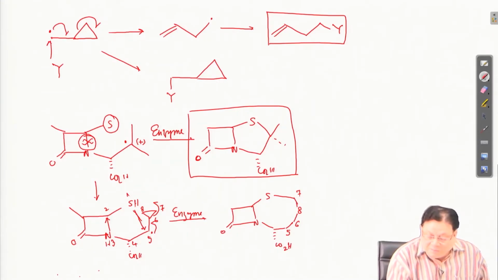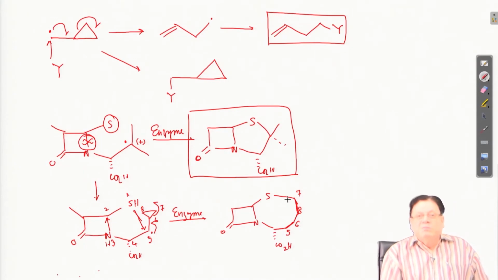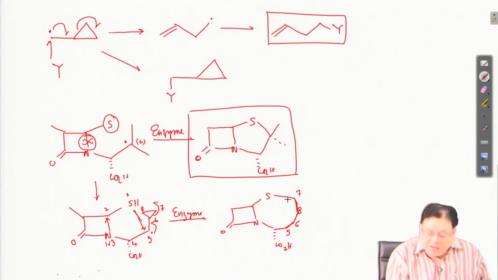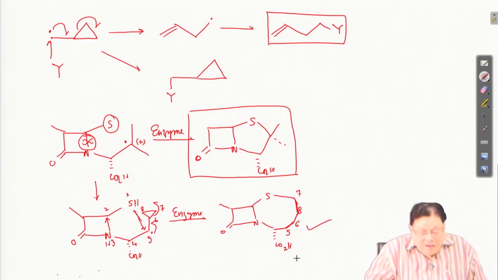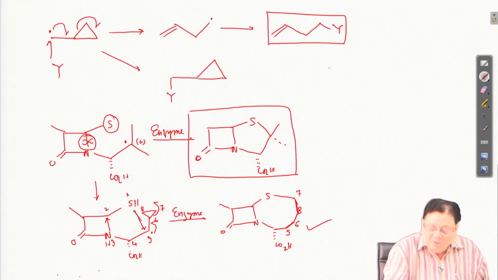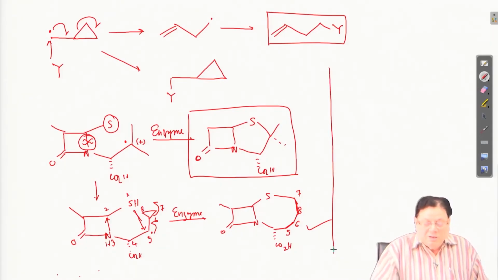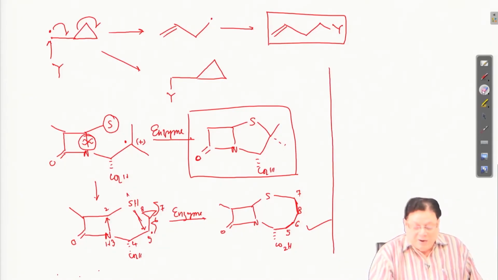Okay. So, this is the product, the ring expansion product that you will get, and indeed this was obtained. So, that was one of the early evidence that this reaction goes via a radical. Okay. So, that is how you detect the radicals.